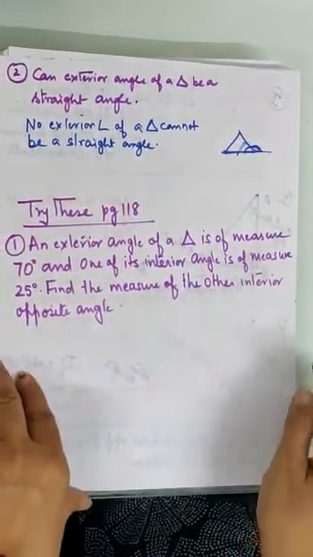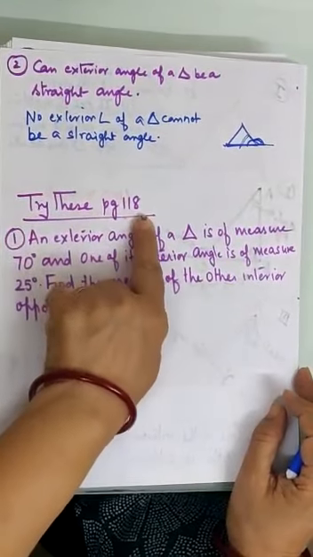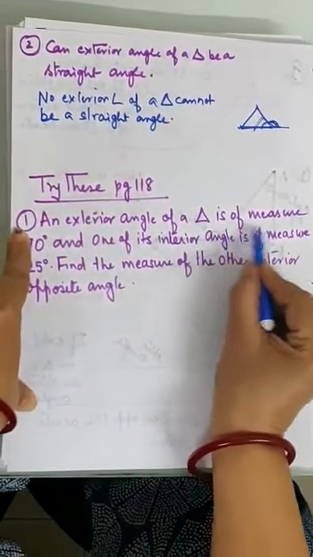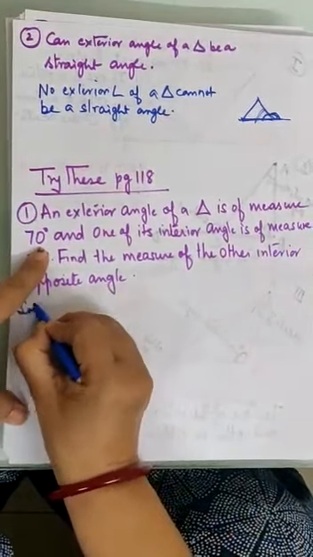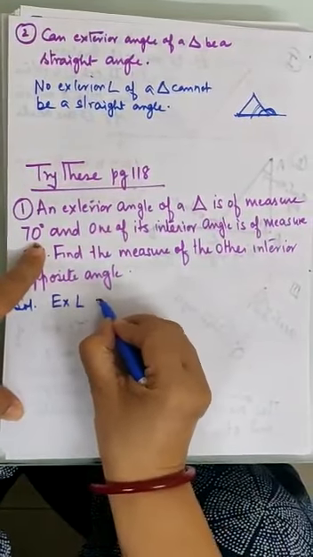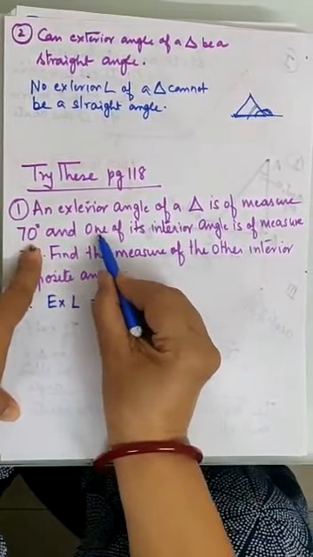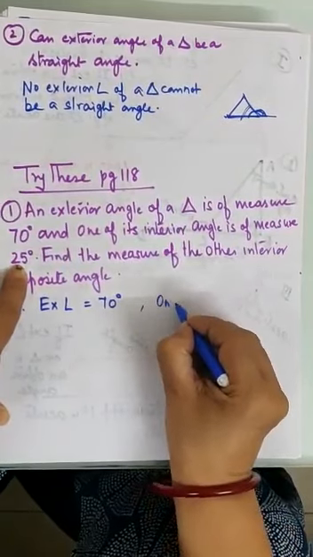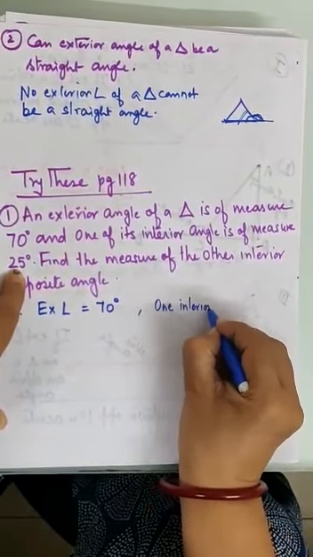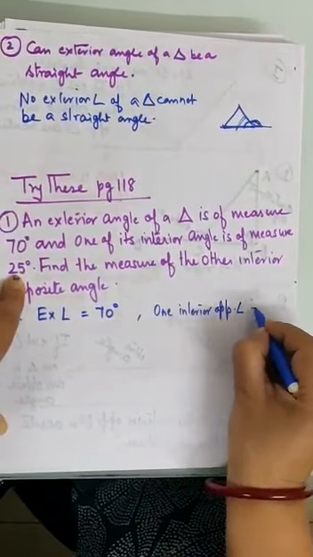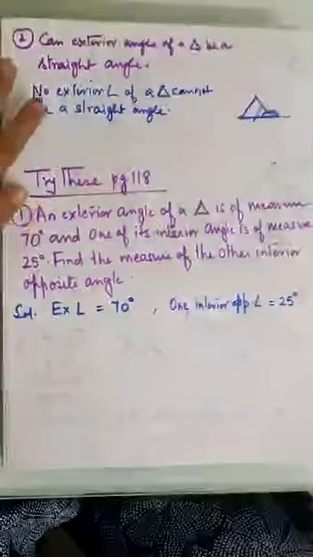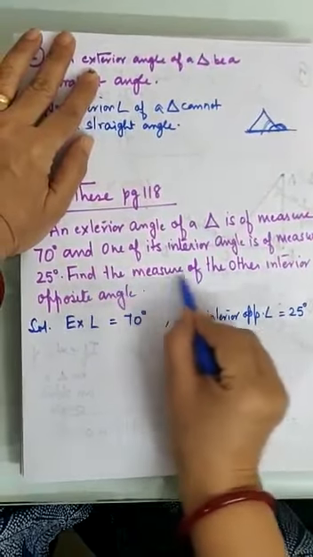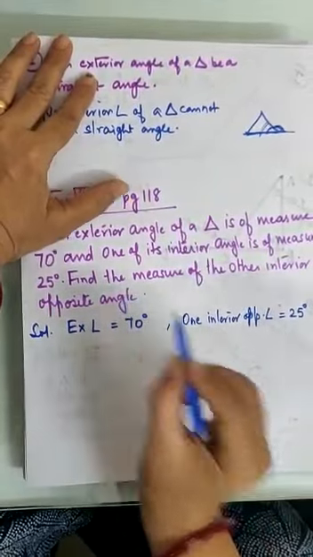All right, now we come to Try These, page 118. These are the word problems, children. We start with question 1. An exterior angle of a triangle is of measure 70 degrees. What is given? The exterior angle is 70 degrees. One of its interior angles is of measure 25 degrees. So one interior opposite angle is equal to 25 degrees. Now we have to find the measure of the other interior opposite angle.